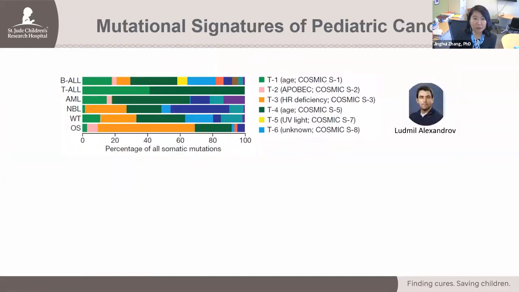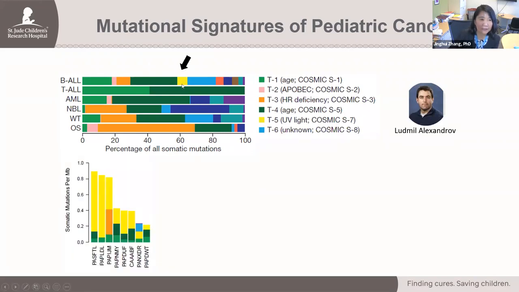We also performed the mutational signature analysis in pediatric cancer in collaboration with Vladimir Alexandrov from UCSD. Initially, we did not expect to see anything of major surprise, but strikingly, we found a subset of the pediatric leukemia that harbor a UV light signature in their genome. And as we can see here, these mutations caused by the UV light signature actually account for a high proportion of mutations in their cancer genome.